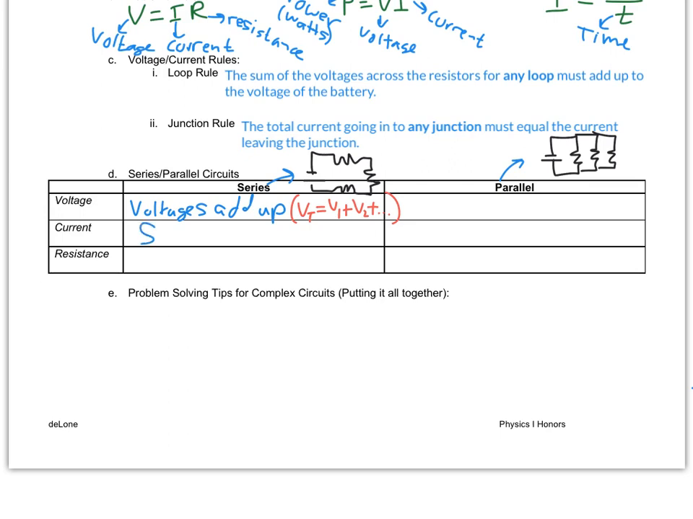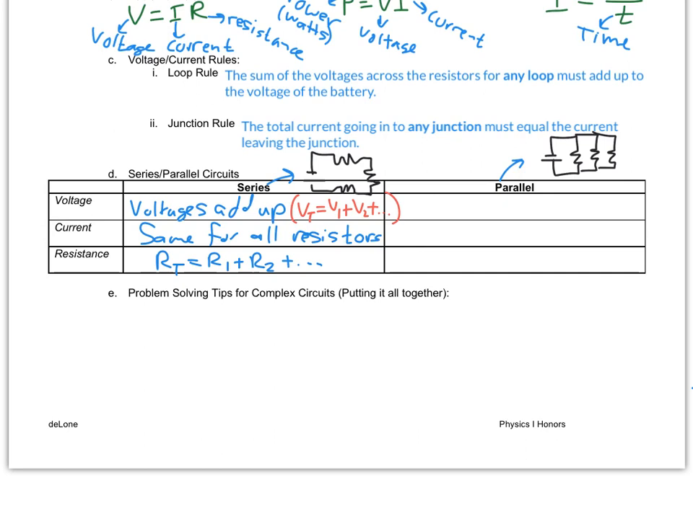The current is the same for all resistors, okay? It's one single loop. There are no junctions, and so that current ends up being the same. And then the resistance, we have our basic formula that the resistance is just the sum of each individual resistor, which means that as we add resistors in series, it increases the total resistance.